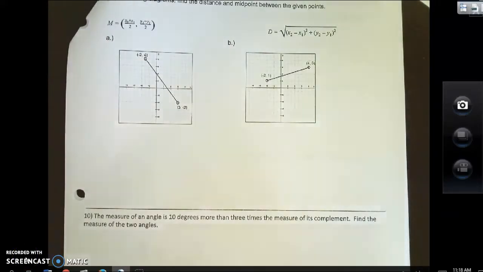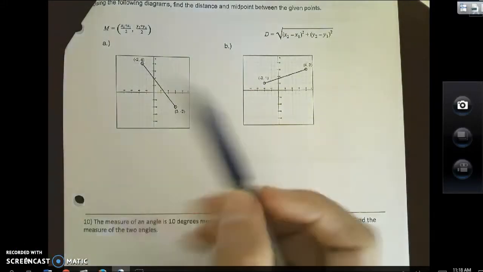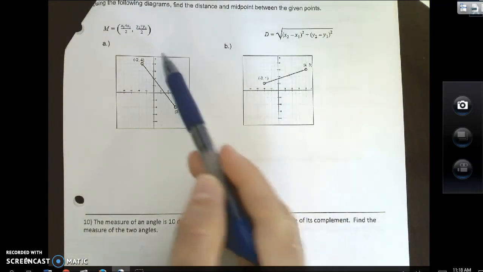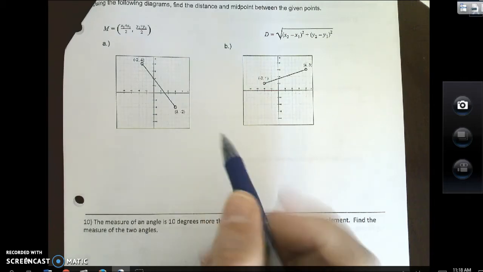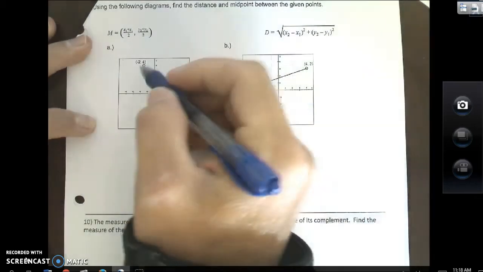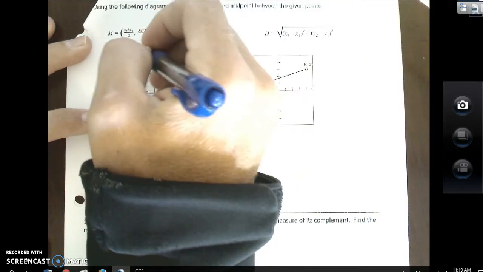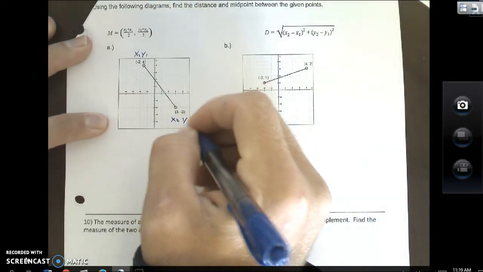Alright, ladies and gentlemen, we are on the second page of the test review packet. So, the first question here says, using the following diagrams, find the distance and midpoint between the given points. These two formulas will be given to you, so you just have to apply them. So, for this first example, your point is negative 2, 4. That's your x1, y1. And then for my second point, that's your x2, y2.